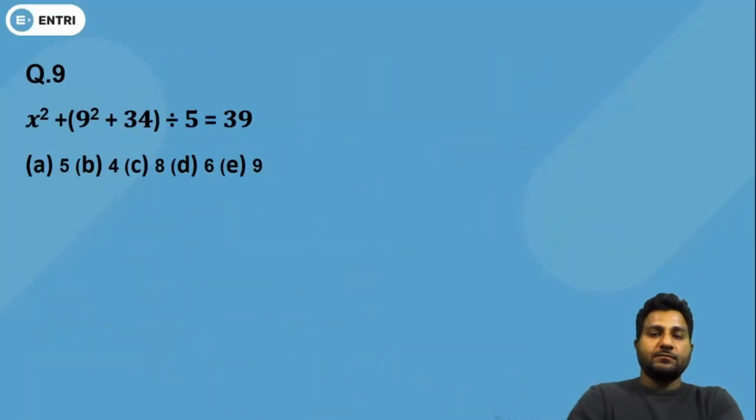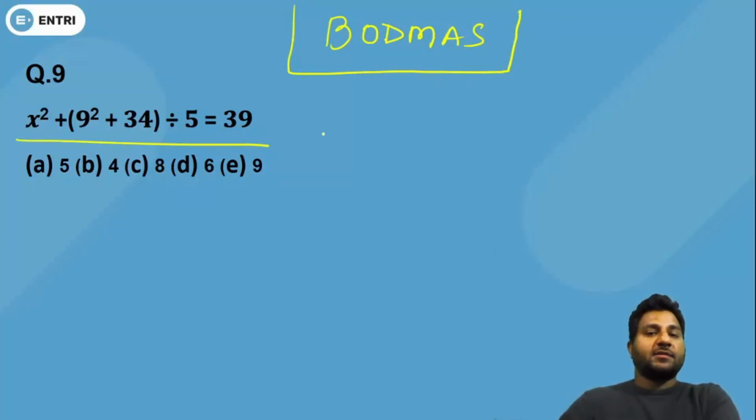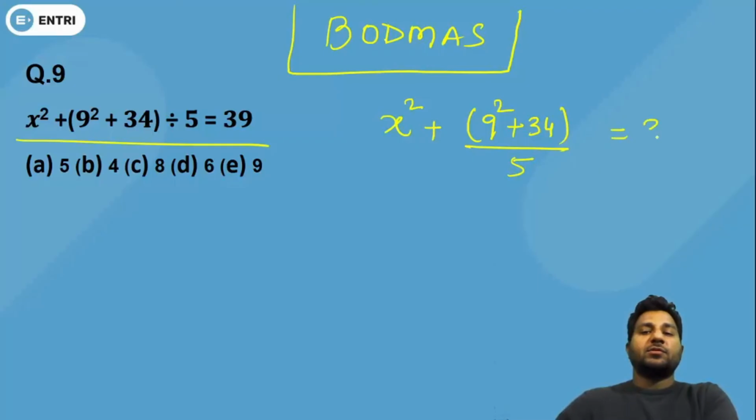Okay. Here comes the simplification question. Tell me how you are going to solve this. Remember, whenever you see a simplification question, always remember BODMAS. Look at this: x square plus 9 square plus 34, divided by 5, equals 39. So how are we going to do that?